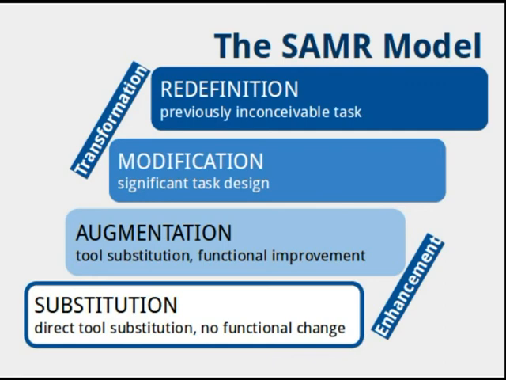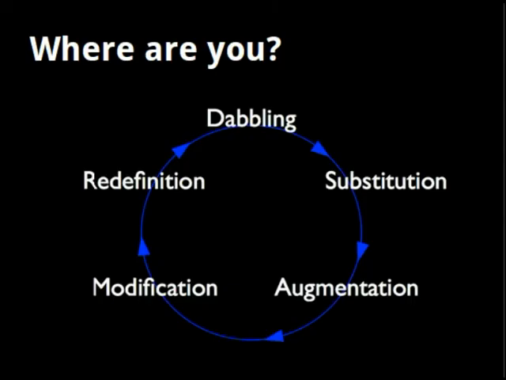Often the SAMR model is viewed as a linear process, just as we have outlined in this presentation. However, is it truly linear? Perhaps it is really more of a never-ending cycle. When one finally is able to redefine teaching with available technologies, they start over at dabbling with the latest resources. Where are you on the cycle? Dabbling? Substitution? Augmentation? Modification? Or redefinition?